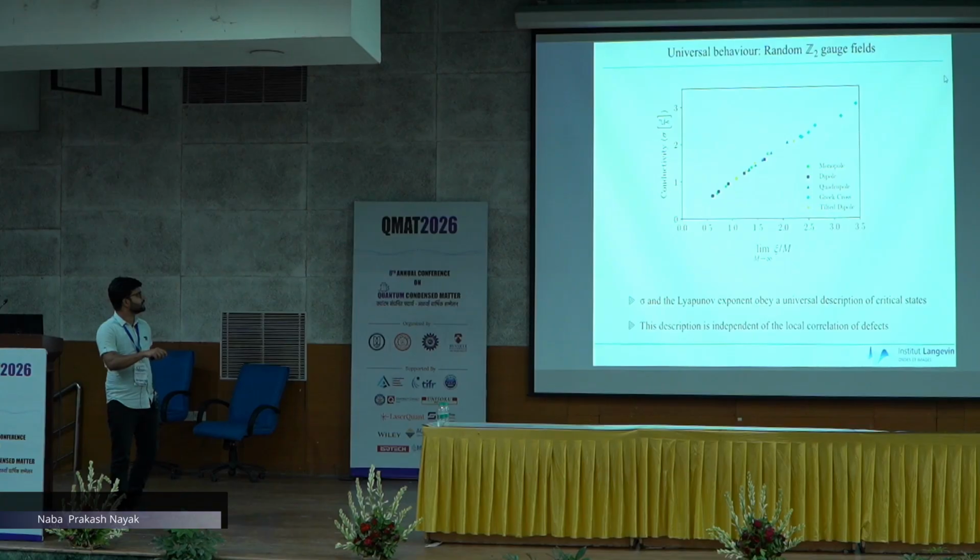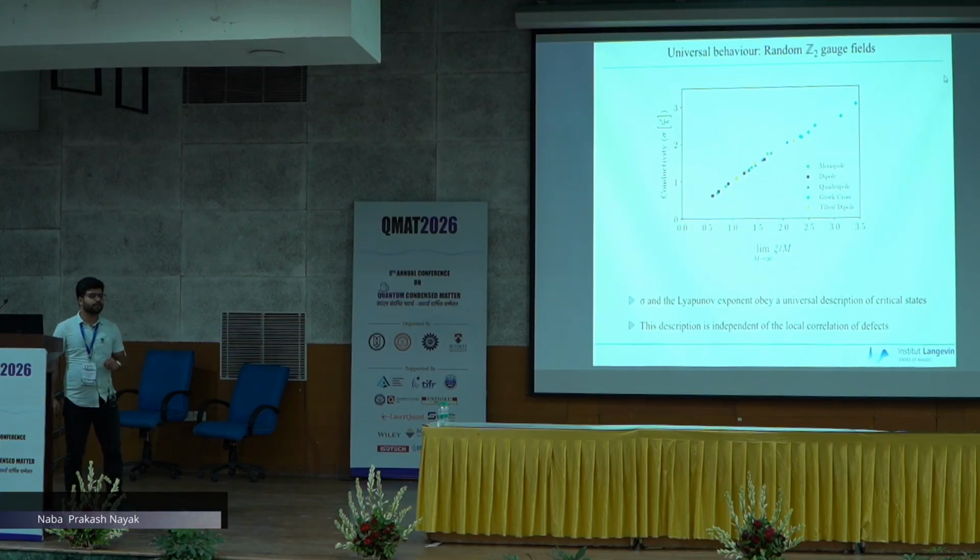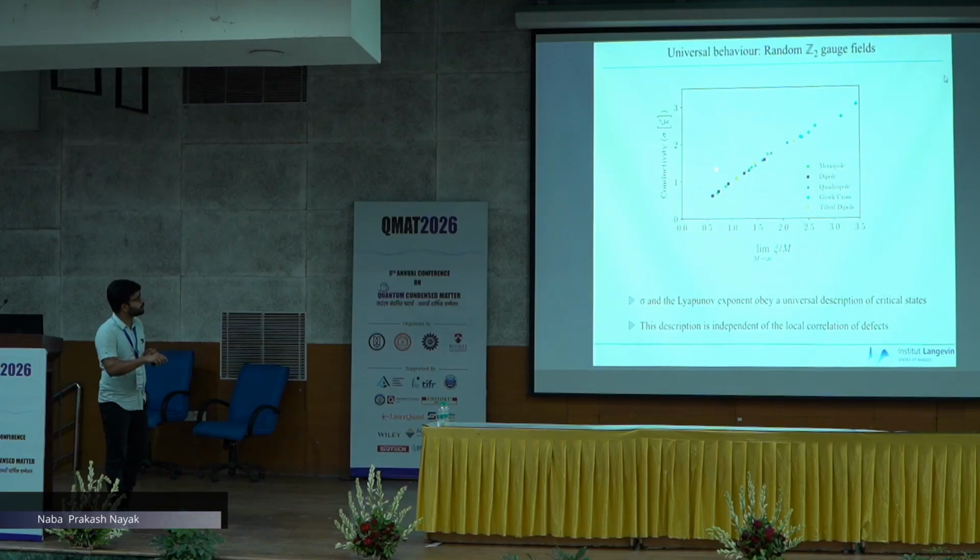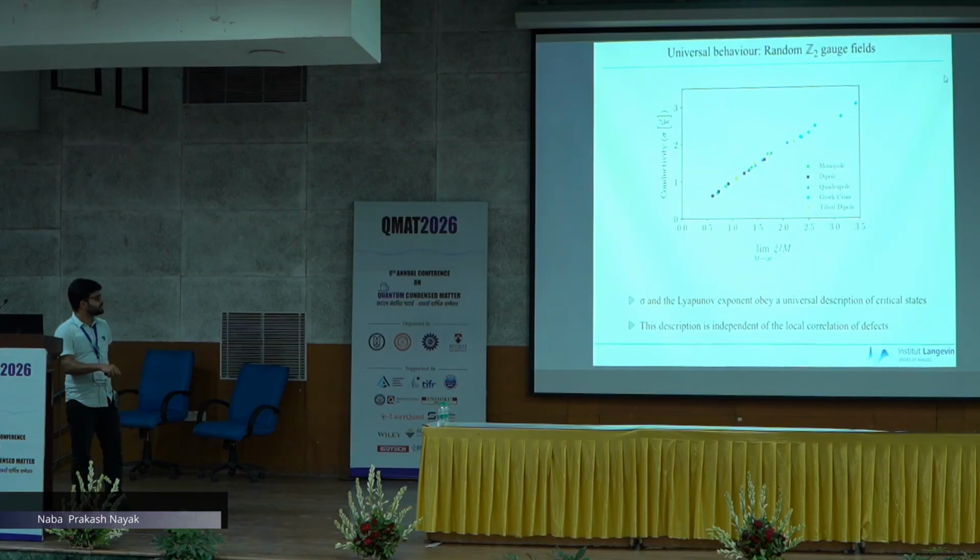This shows the crucial properties of the BDI class with its critical nature. The universal line shows that irrespective of the local correlation, you can never avoid this line that you will ultimately reach. So the conclusion is that there is a universal description irrespective of any local correlation. Ultimately, this is the line where you will stay, and this description is independent of the local correlation of defects between the plaquettes.